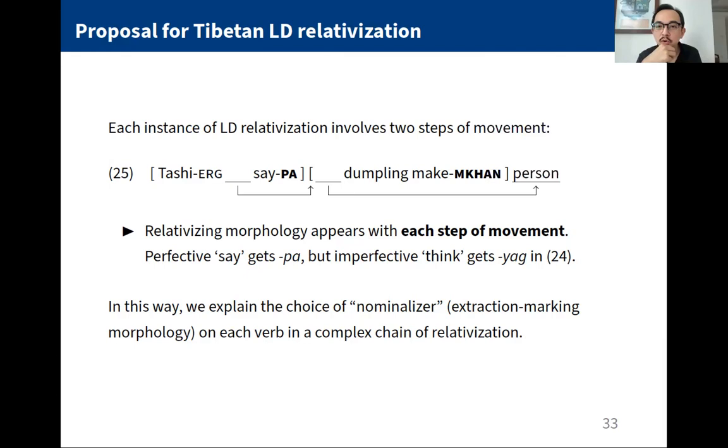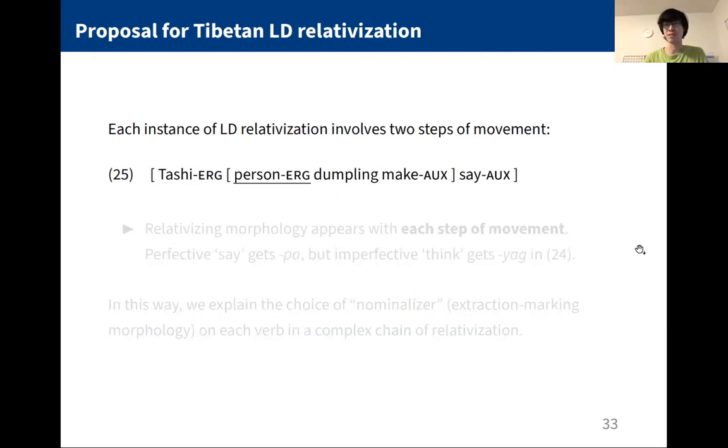Wait, so this is a long distance agent relative. So the person, the pivot, is the subject of making a dumpling, right? Right. Yeah. I think I'm missing something. Can you? Yeah. I was just wondering. So the original sentence is Tashi said someone is making, made, yes, something. Yes. So and right.